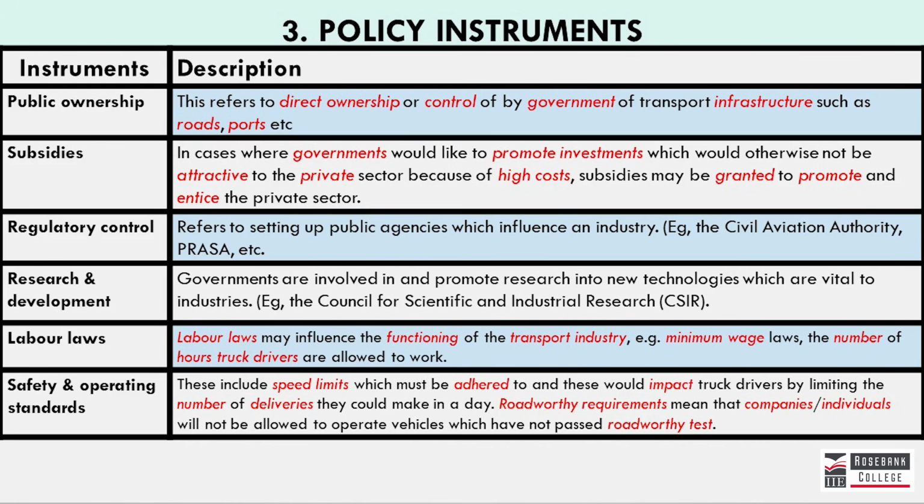This is done by the government in an attempt to meet the private sector halfway due to the high costs in investments. This is done to incentivize the private sector and boost investment. The third one is regulatory control. This is the setting up of public agencies that influence an industry, for example, the Civil Aviation Authority.